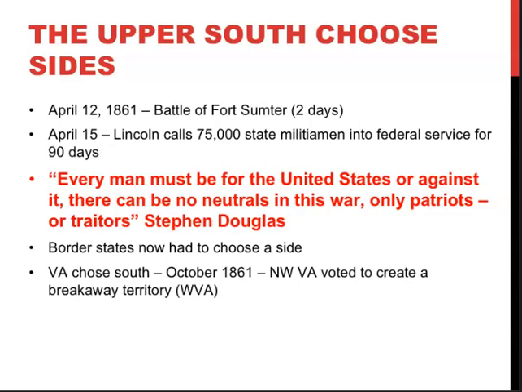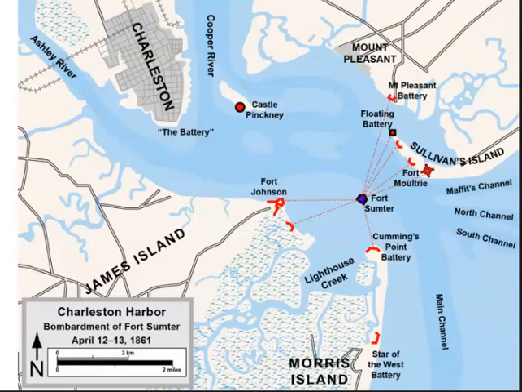The border states that we saw a second ago now had to choose which side they were going to join. Virginia chose the South in October 1861. Northwest Virginia voted to create a breakaway territory. So that is how Virginia and West Virginia were created, over the Civil War. Here we have Fort Sumter. It's basically a fort on an island outside of Charleston. It was a northern Union fort, and the Confederates bombed it, and eventually the Union lost.